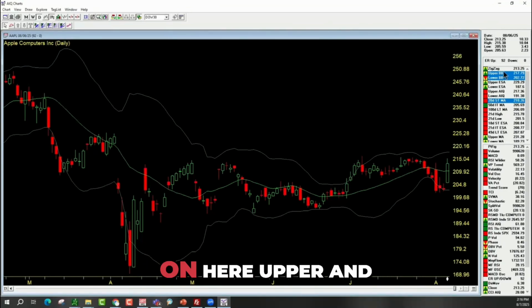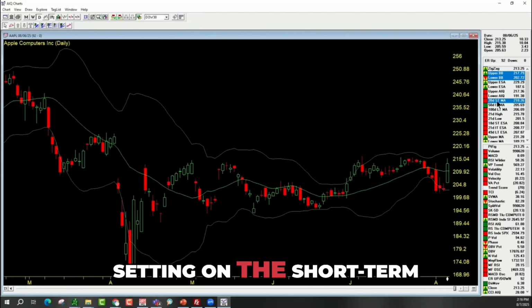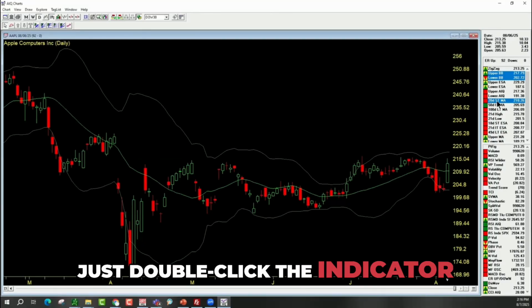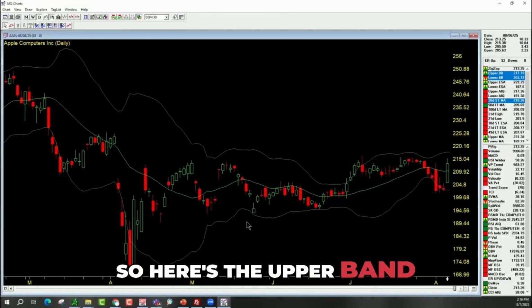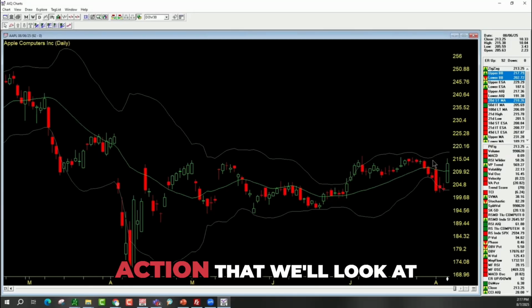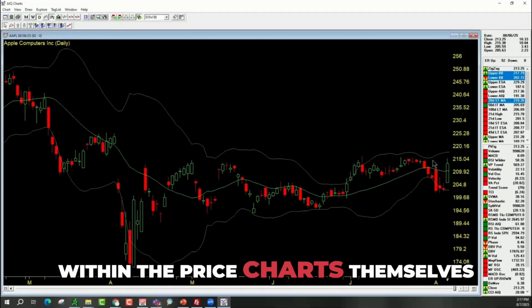I have already put on upper and lower Bollinger Bands, so it comes up with every chart for our convenience. I've changed the default setting on the short-term moving average from 21 to 20. Just double click the indicator to change that value. So here's the upper band, here's the lower band, here's our MA, which is crucial for some of the action we'll look at within the price charts themselves.